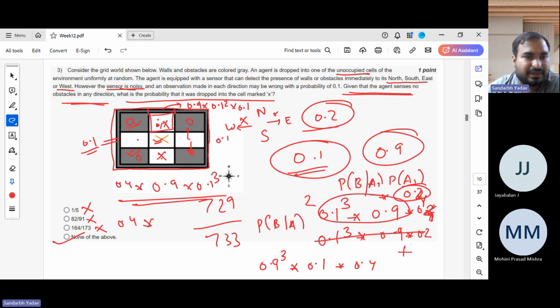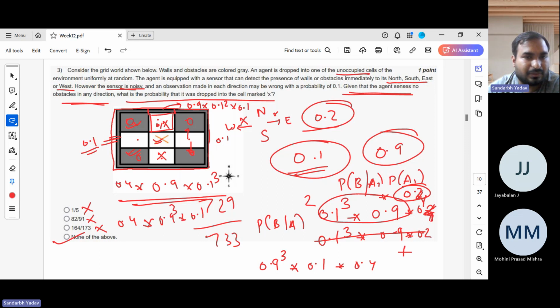But for the other two cells, the situation is that in north and south we already have the obstacles. In east, for this one, we don't have an obstacle, but in west there is an obstacle, and we don't want the obstacle in the west. So what we can do is, this should be wrong, but the other three are fine. So this will be 0.9 cube into 0.1.